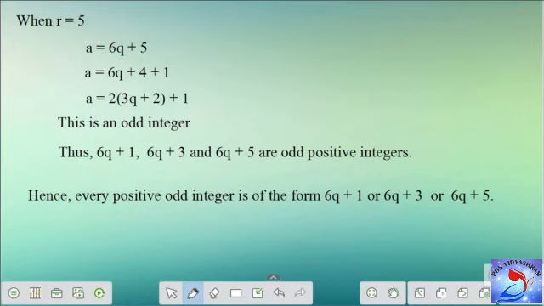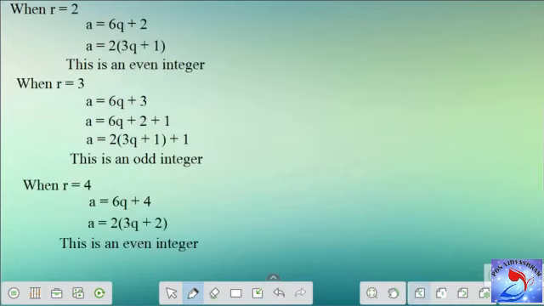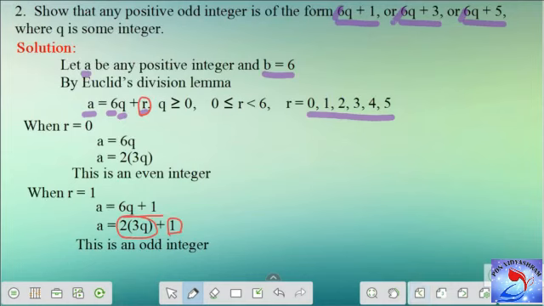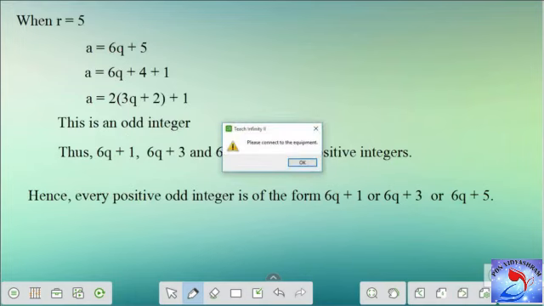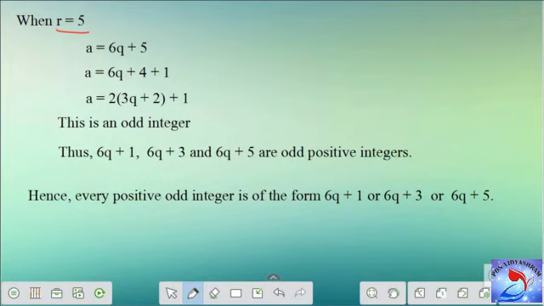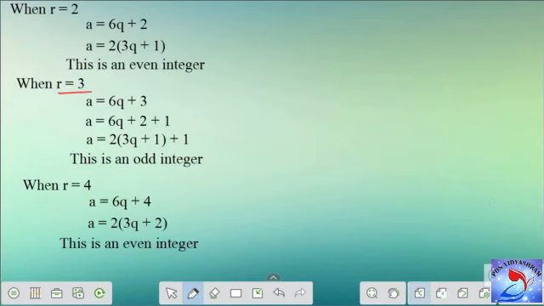So we see that when r is 0, you get an even integer. So let us look for the places wherever we have an odd integer. We can see when r equal to 1, we have an odd integer. When r equal to 3, again we get an odd integer, and when r equal to 5, we get an odd integer. So these are the places where we get a as an odd integer. Now when we have an odd integer, what is the form that a takes here?